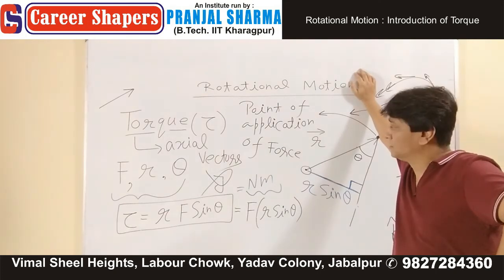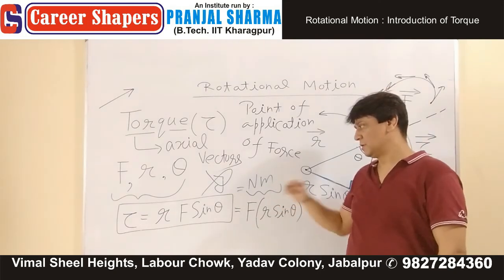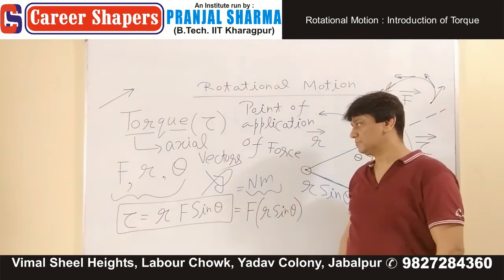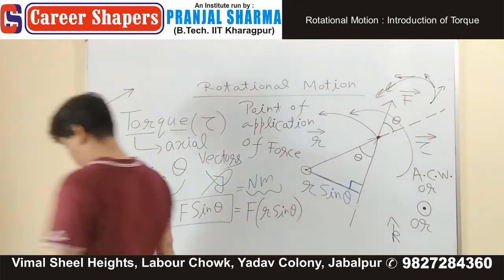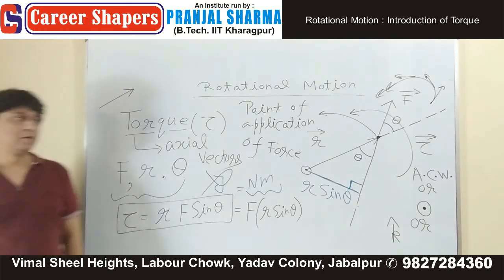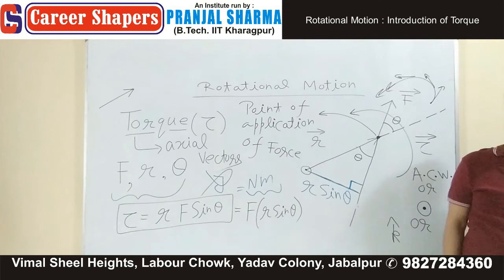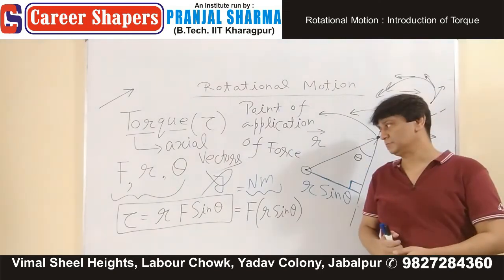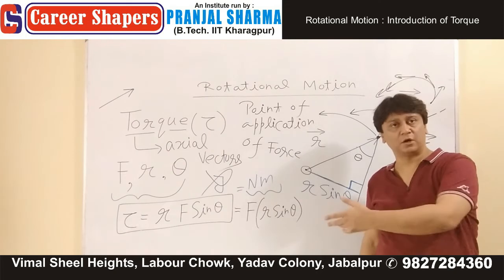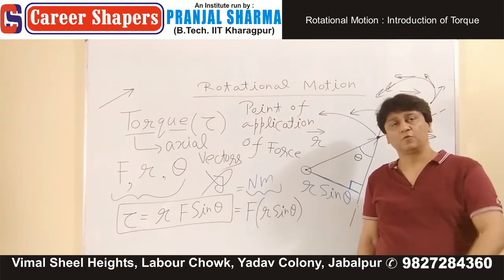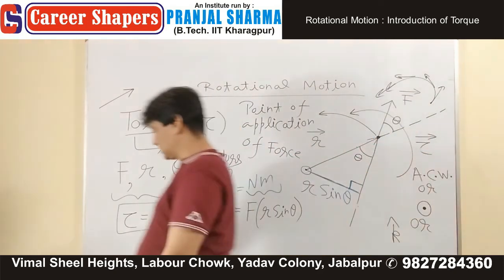Whereas Newton into meter in the form of torque represents a vector. So the question will be, do we have same unit for work and torque? Answer is no. Work is scalar, torque is vector. Answer this.